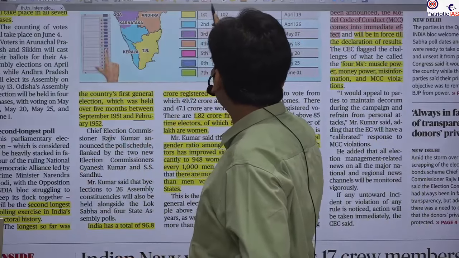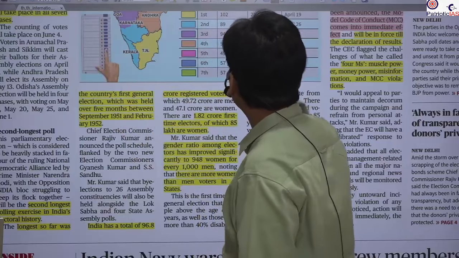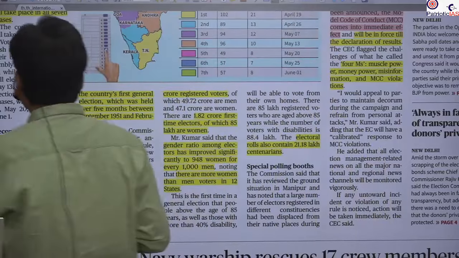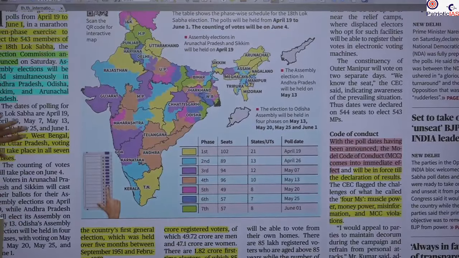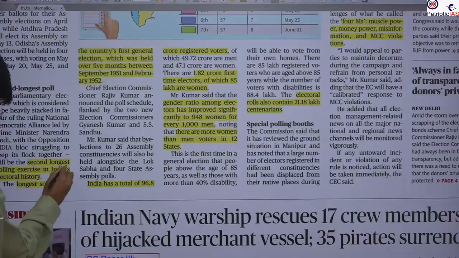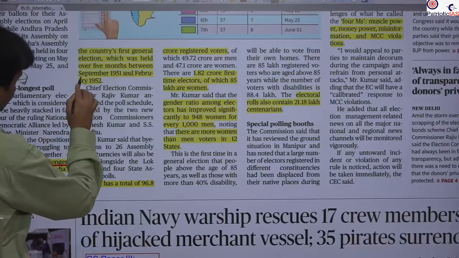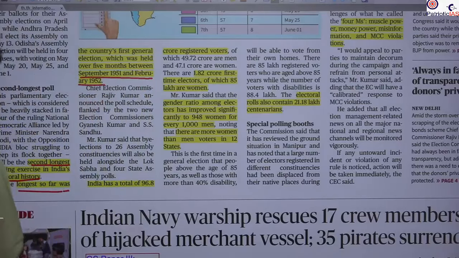So please remember that this is the second longest, because it started on the 19th of April and will go till the 1st of June. Please remember this thing. This is the second longest, not the first longest. Second longest polling exercise in India's electoral history. The first was the first election, held between September 1951 and February 1952.